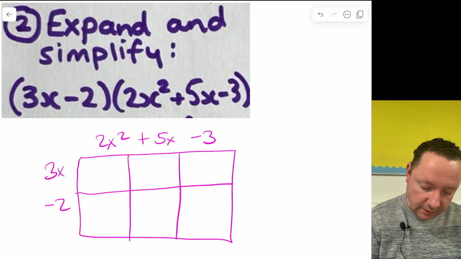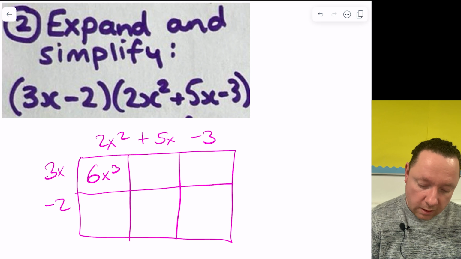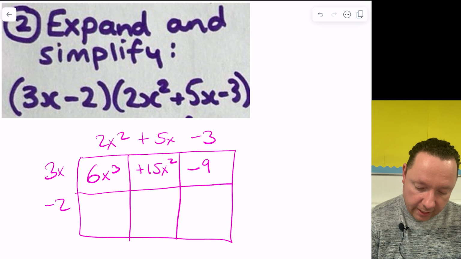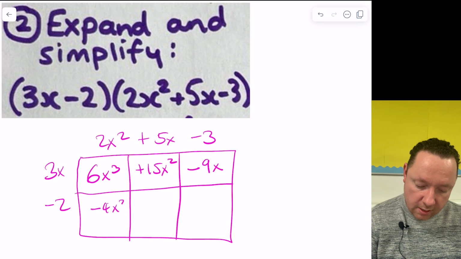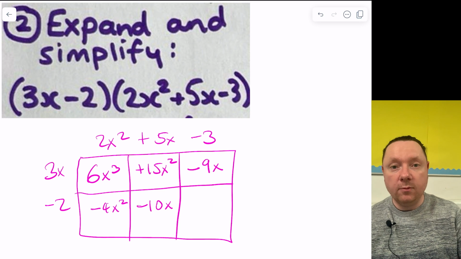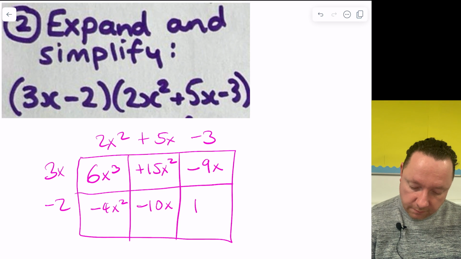2 3s is 6x cubed. 3 5s is 15, so plus 15x squared. And 3 3s is 9, so minus 9x. 2 2s is 4, so minus 4x squared. 2 5s is 10, so minus 10x. And minus 2 times minus 3 is plus 6.